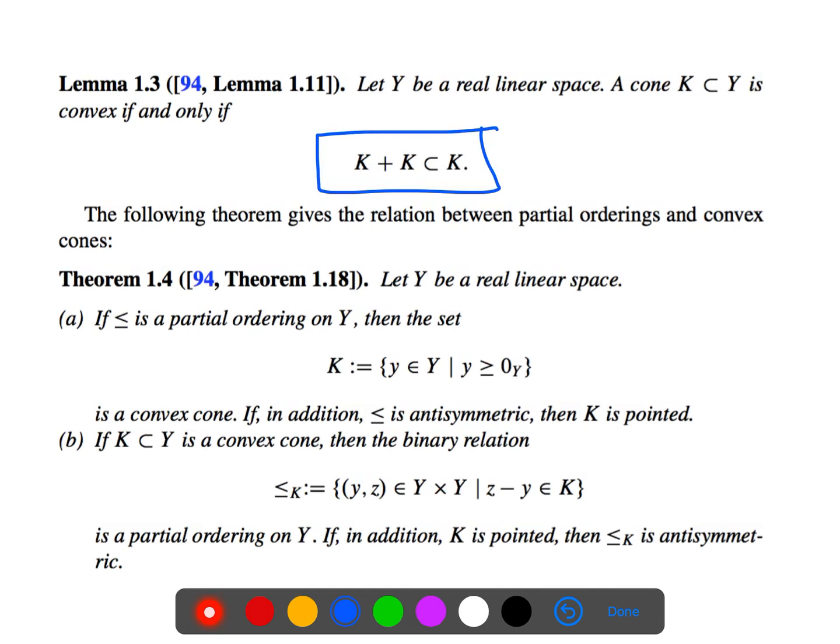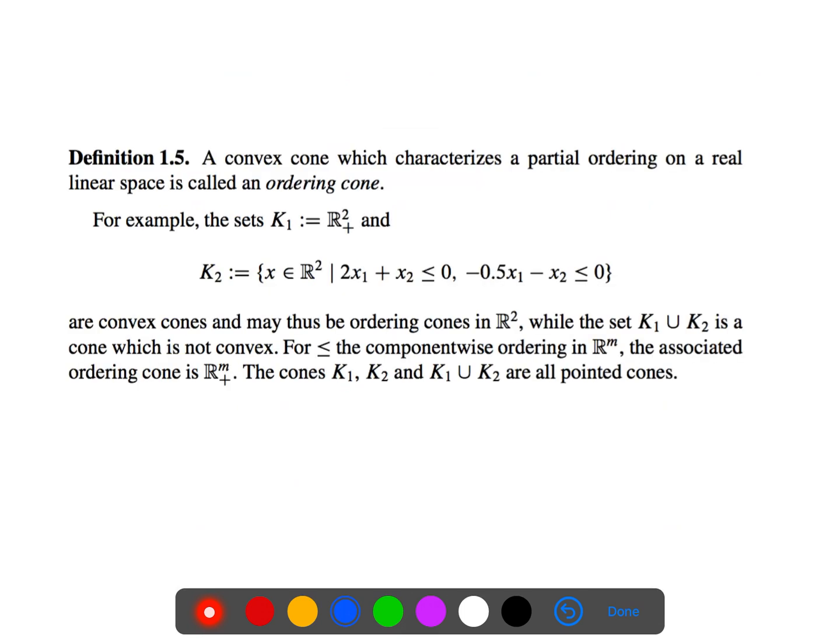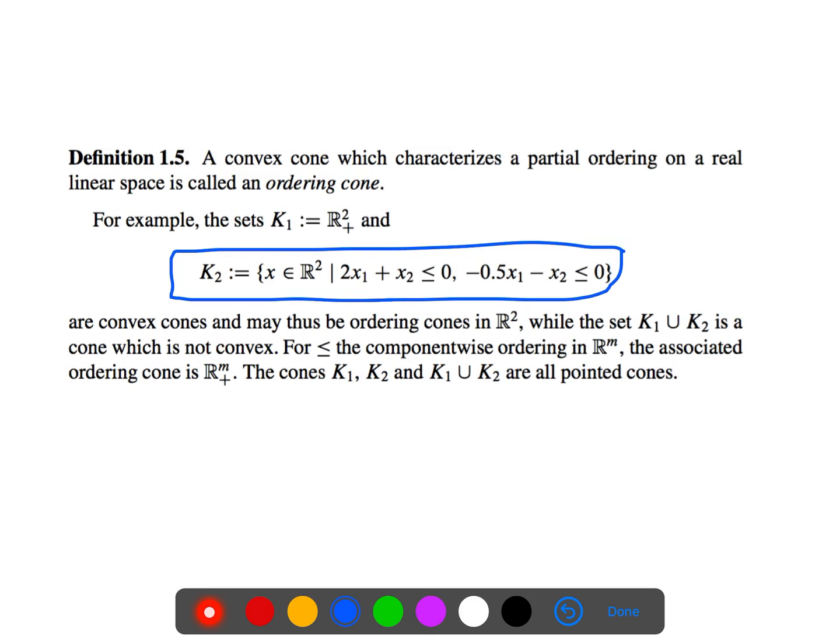And we have a theorem that says that if this is a partial ordering, then the set is a convex cone. These are very simple theorems, and this is just an example of a cone. But in the previous book of Eichfelder, we were talking about a very simple cone, usually just a simple trivial cone.